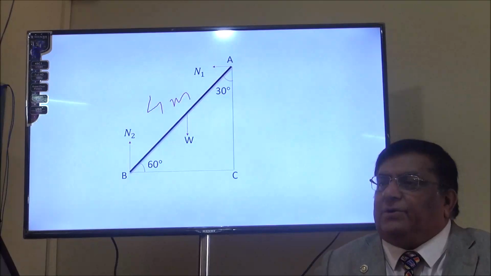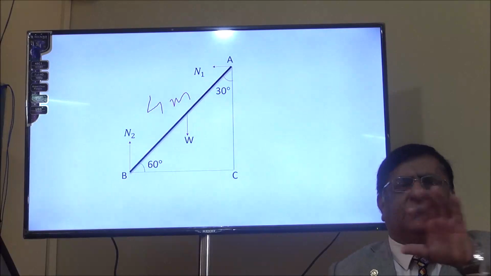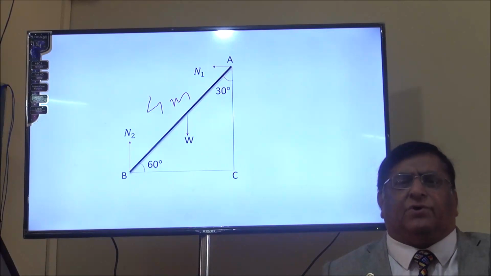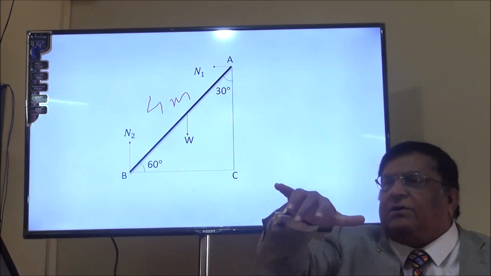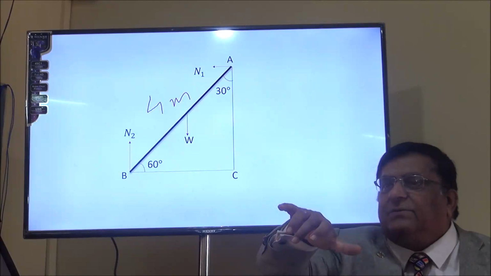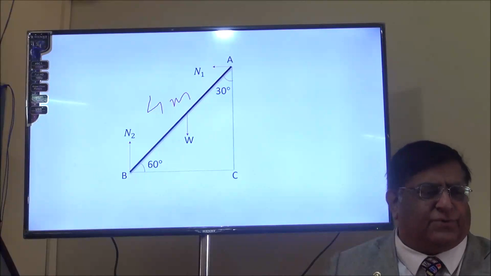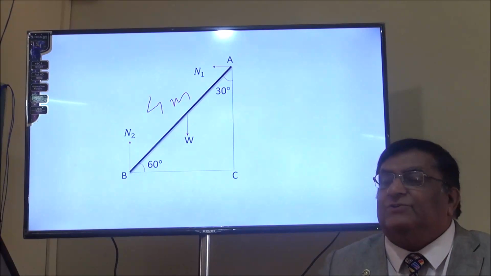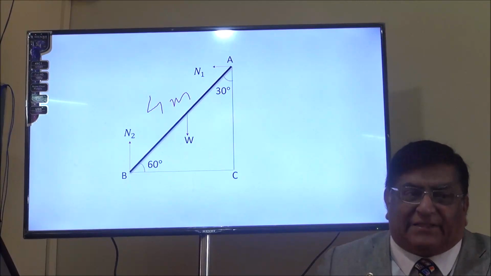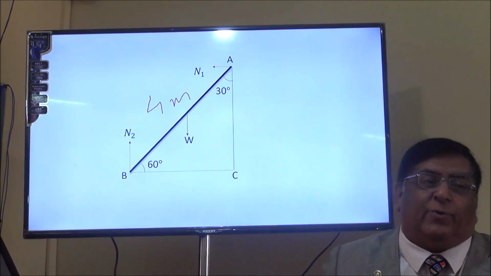How will it be 0? Two ways. You write all the torques and make the sum equal to 0, or you can say the torque clockwise is equal to torque anti-clockwise. That also you can do. It is one and the same thing. So these are the methods by which you get equations.